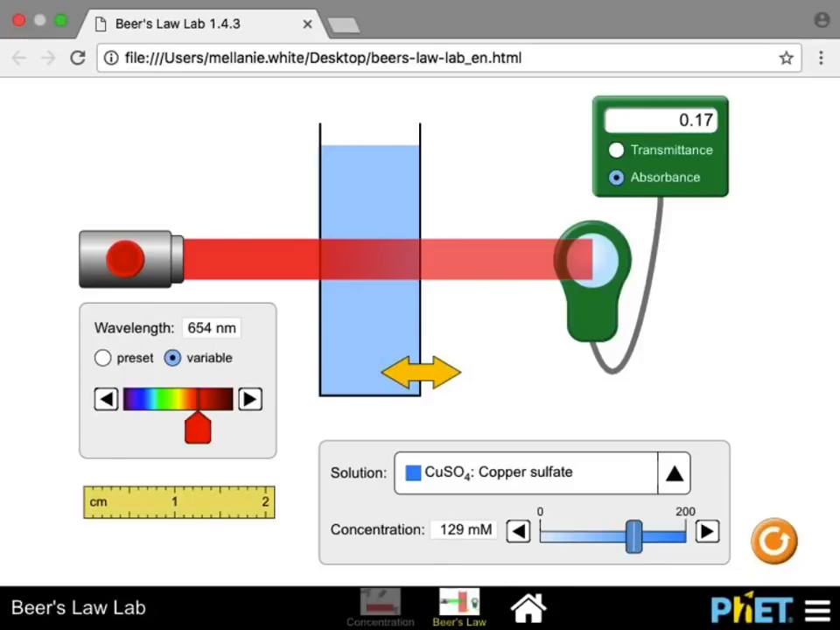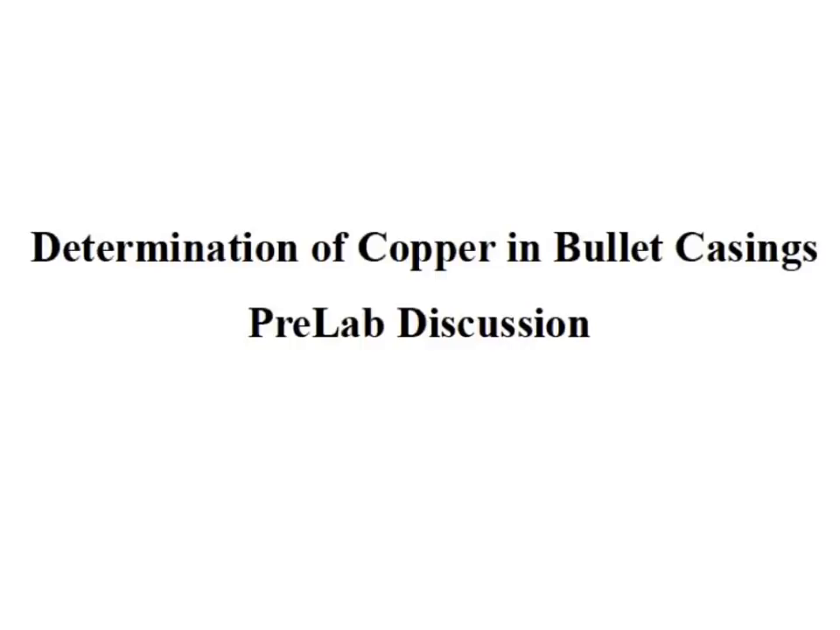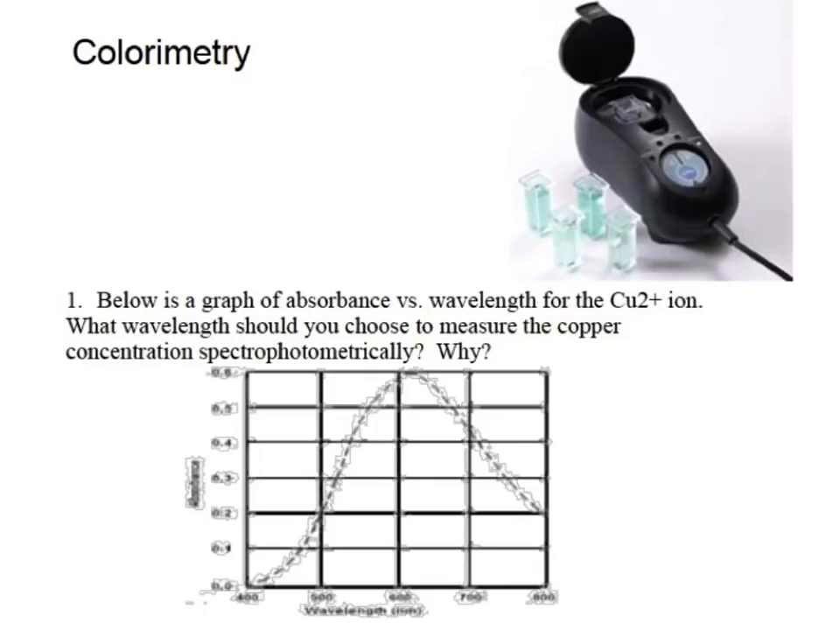So now that we know what's going on within that little machine, let's take a look at our pre-lab. Okay, so here is our machine. You're going to use these little cuvettes. You're going to get 5 or 6 of them in your little baggie. Use one, all right?